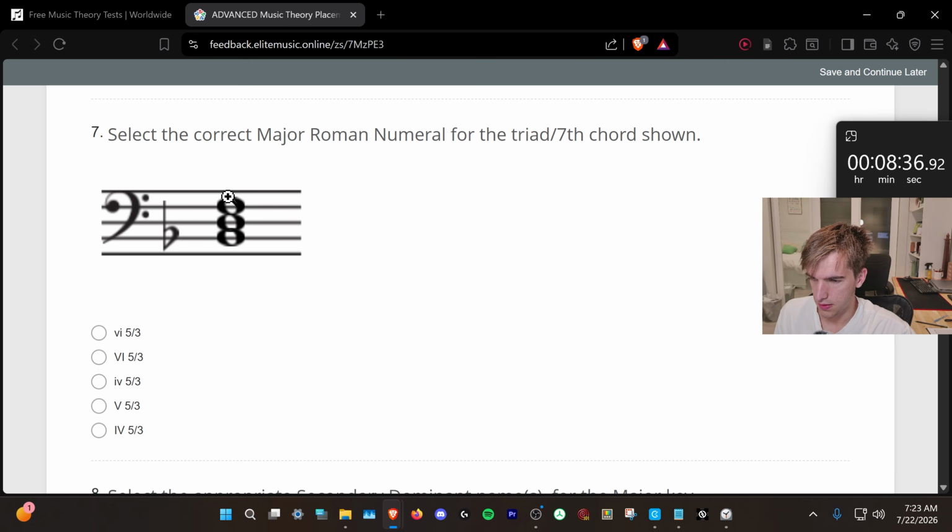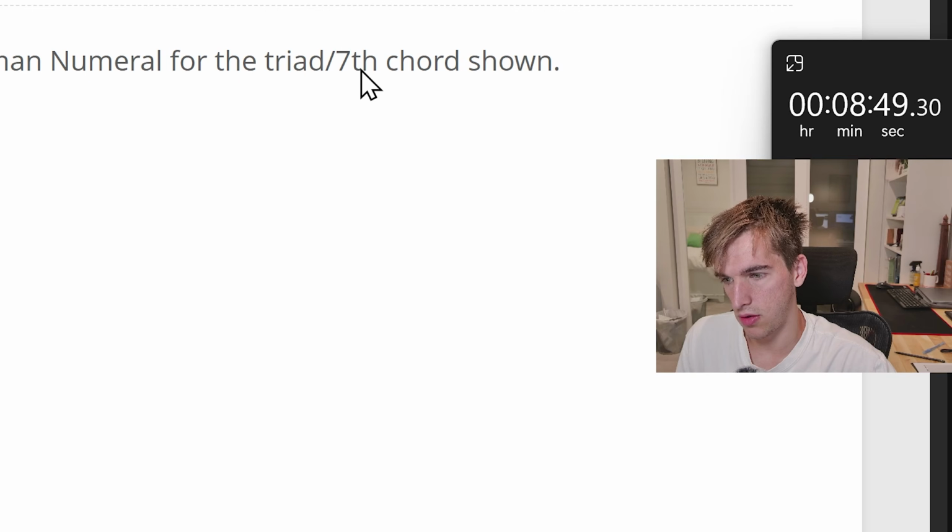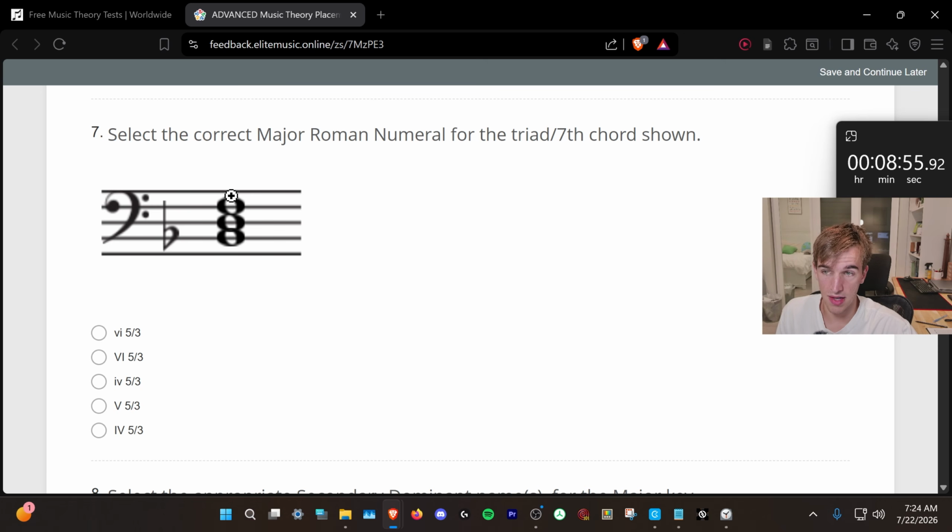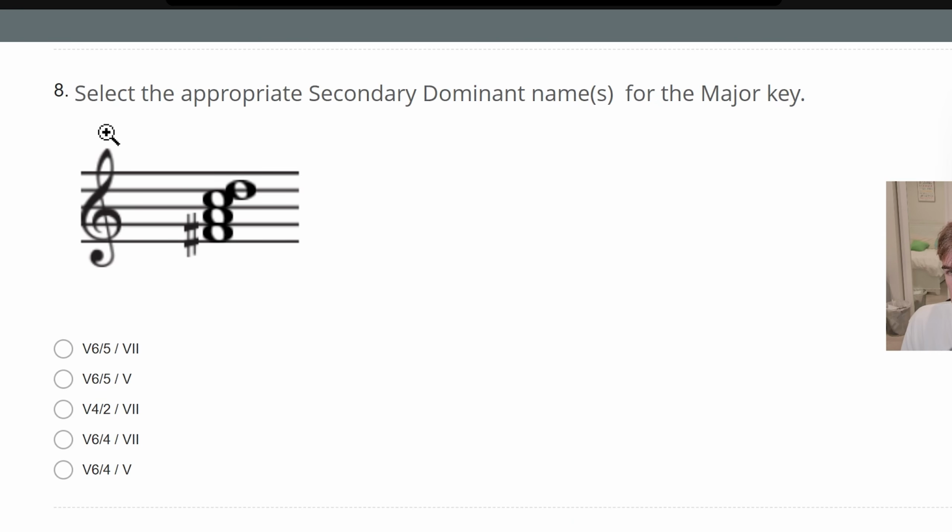Let's see. Hydration break number 2. B flat, D, and F. That is literally just a perfect B flat major chord. The 7th is always from the 5, actually. Well, that gave it away. It doesn't have the 7th in the chord, but if it's a 7th chord, the 7th is always the 5. Let's just do that. It's the appropriate secondary dominant name for the major key.